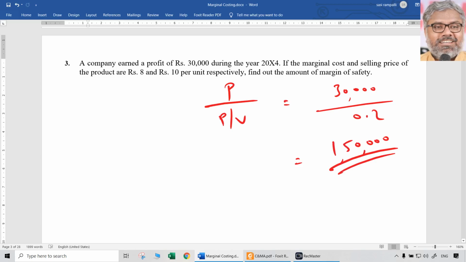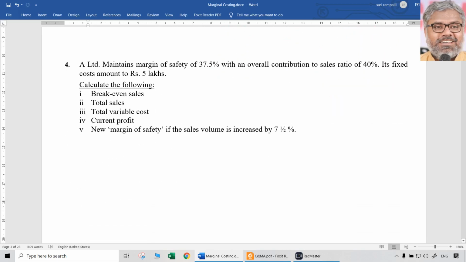Profit by PV ratio. That's it. 30,000 divided by 20%. How 20%? Contribution per unit divided by selling price per unit. That is 20% PV ratio. Substitute in the formula profit by PV ratio, we get margin of safety of 1,50,000. Simple and straightforward question. Now, fourth question type of questions can be asked for 5 marks like that.